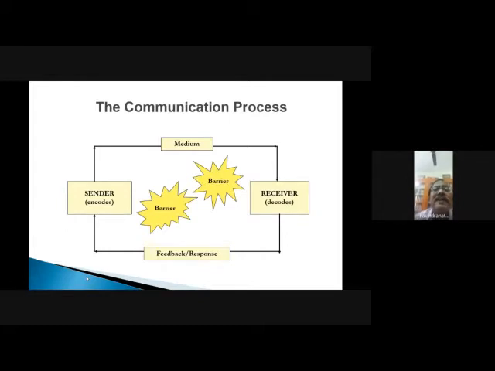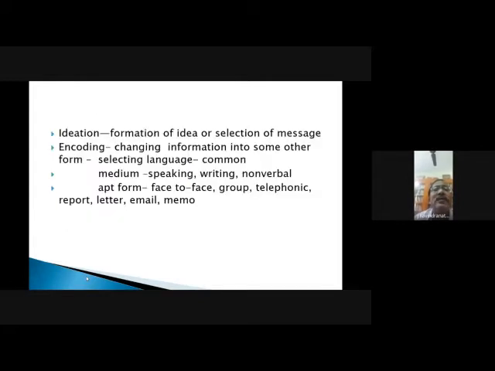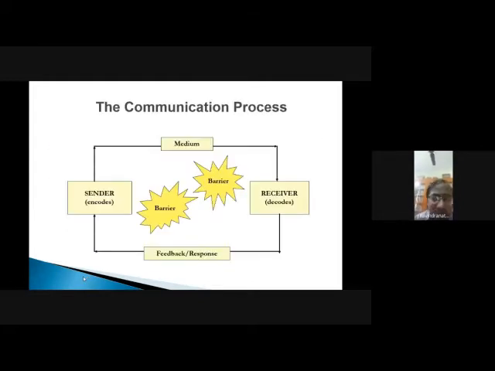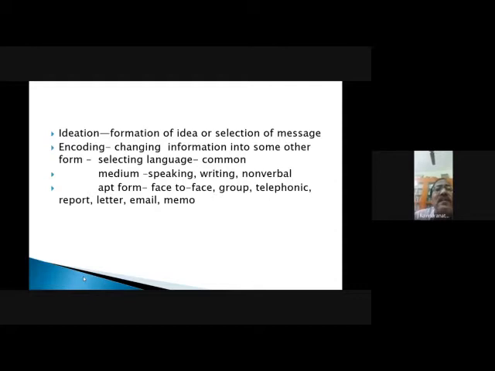Okay, these barriers are there, right? Physical barriers and all those things. I will go into it later on. Next, look at this, the communication process, right? Next slide, Kishore.